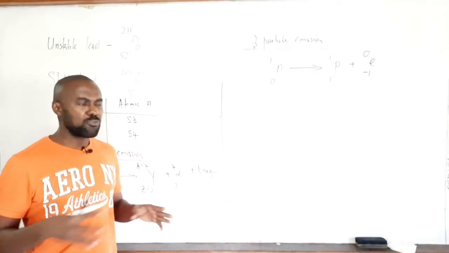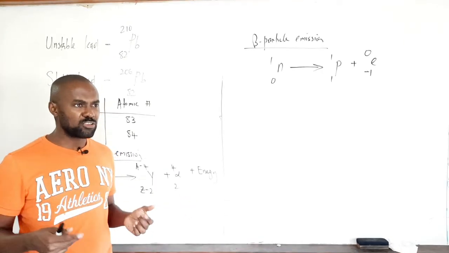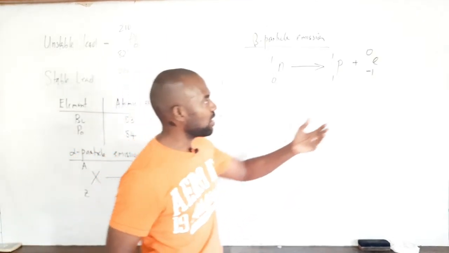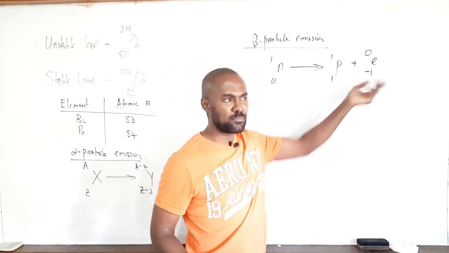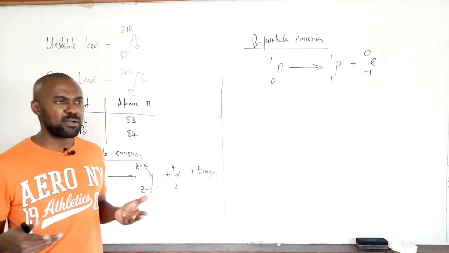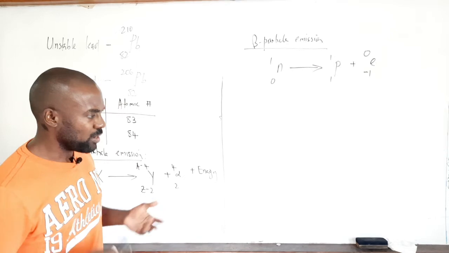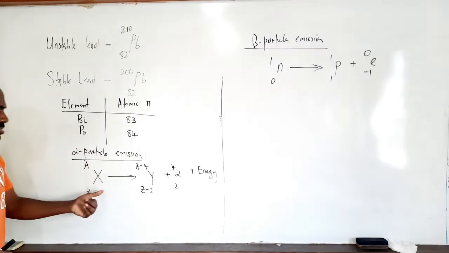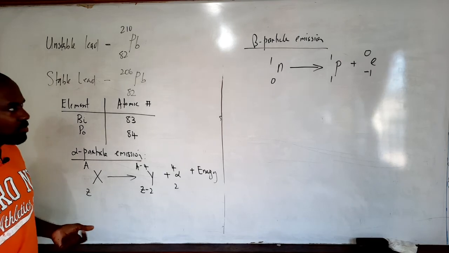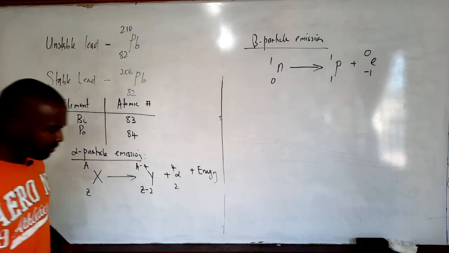The proton remains within the nucleus, but the electron is ejected at relatively high speed and becomes the beta particle. Now, a neutron and a proton are virtually the same mass, and as a result, whenever a parent nuclide undergoes beta particle emission, the mass number does not change. So the general reaction for beta particle emission is this.